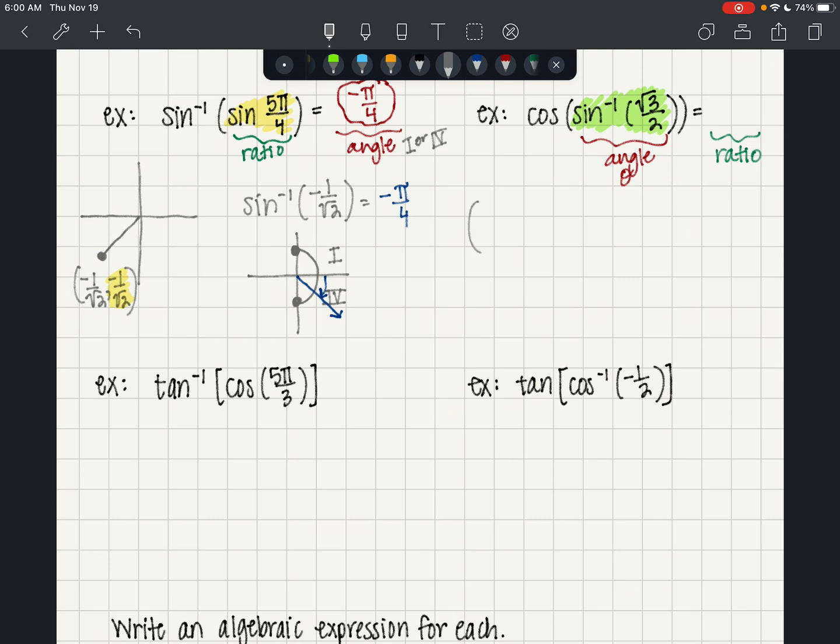The sine function has a square root of 3 over 2 in the y value, and that's a pi over 3 angle. The inverse sine is this partial unit circle from negative pi over 2 to positive pi over 2. Because the ratio is positive, we're going to be in quadrant 1, so we're talking about exactly pi over 3. What is the cosine of pi over 3? The cosine of pi over 3 is positive 1/2.